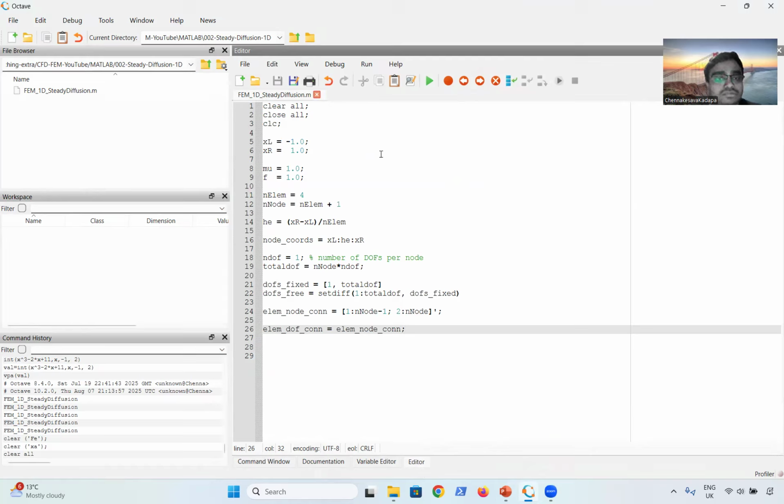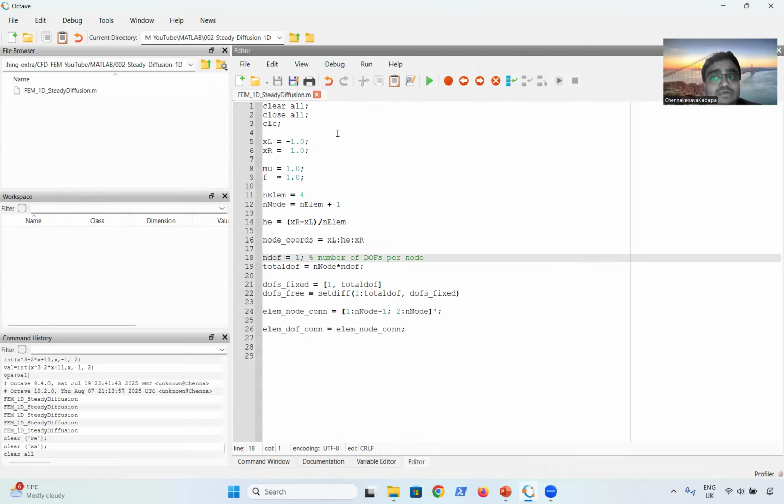To help us, I have the code, not completely done, but with some inputs already prepared. So this is the left side x coordinate, right side x coordinate, and the parameters mu and f. We have four elements. NElm is the number of elements, Nnode is the number of nodes, and h is the length of the element. Since we are using a uniform mesh, h is the same for all the elements. We also need the nodal coordinates, mostly for the purpose of plotting, so I'm preparing the nodal coordinates for each node.